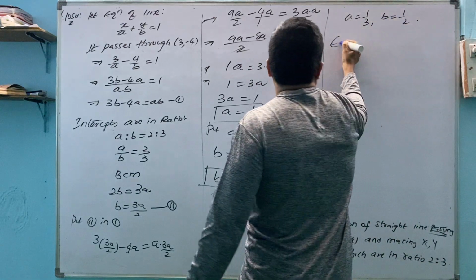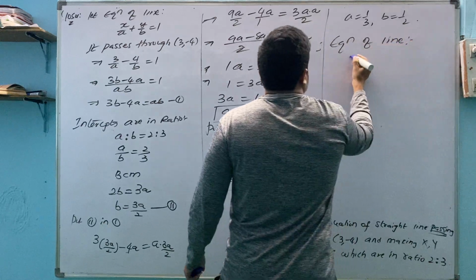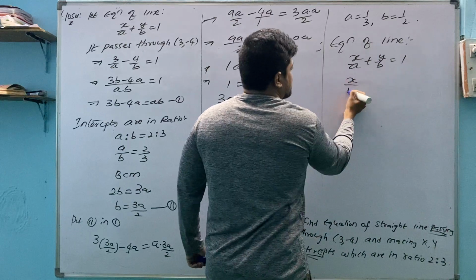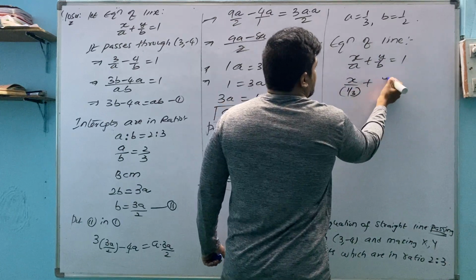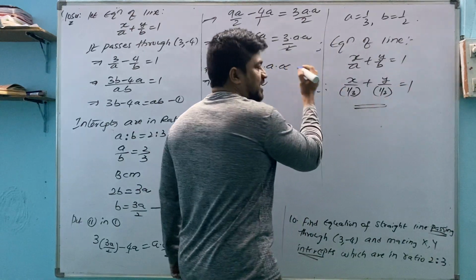You can write, therefore, equation of line x by A plus y by B is equal to 1. X by 1 by 3 plus y by 1 by 2 is equal to 1 is the required equation.